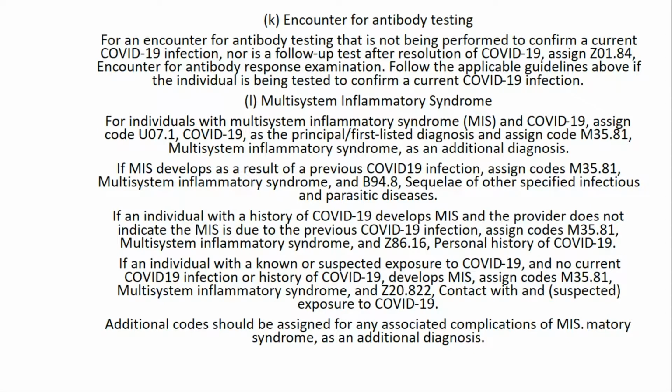If the individual with known or suspected exposure to COVID-19 and no current COVID-19 infection or history of COVID-19 develops MIS, then you have to assign M35.81 for MIS followed by Z20.82 for the exposure code. Additional codes should be assigned for any associated complication of multi-system inflammatory syndrome as an additional diagnosis.